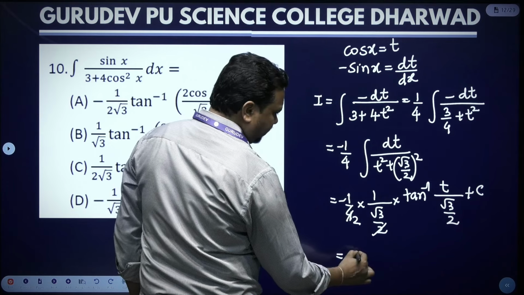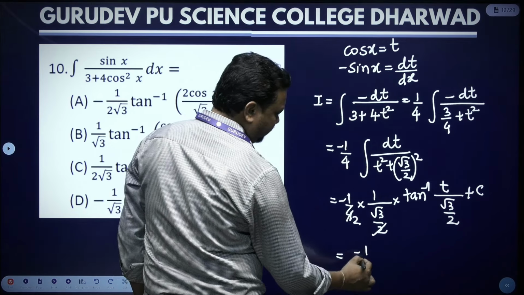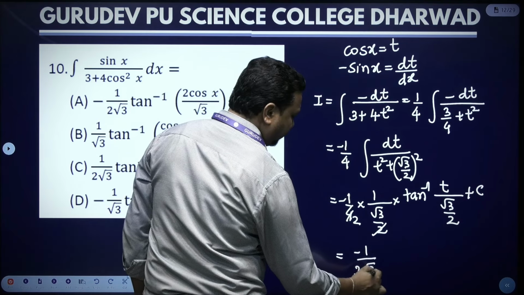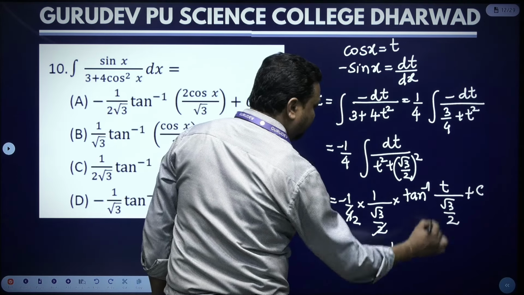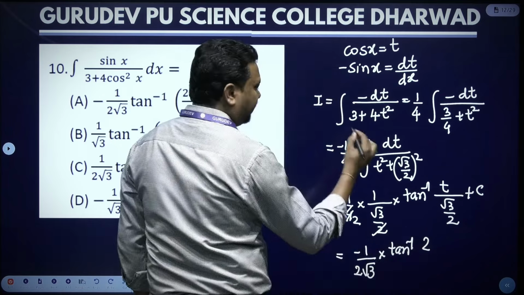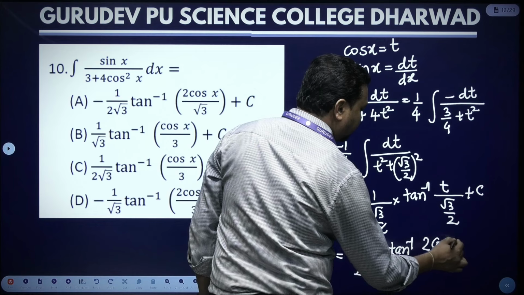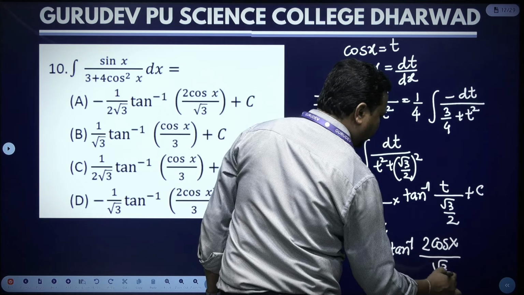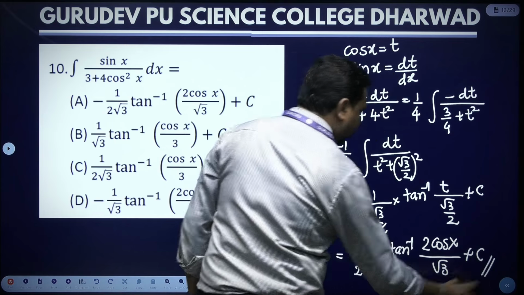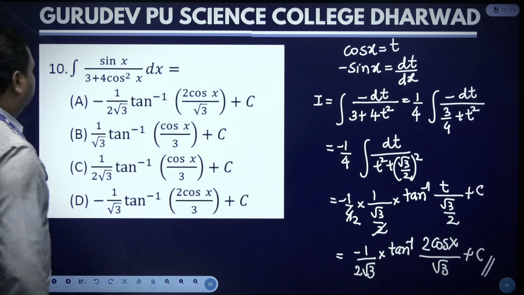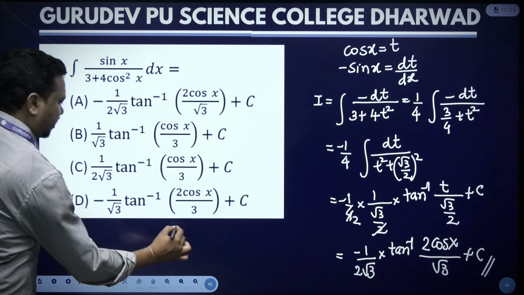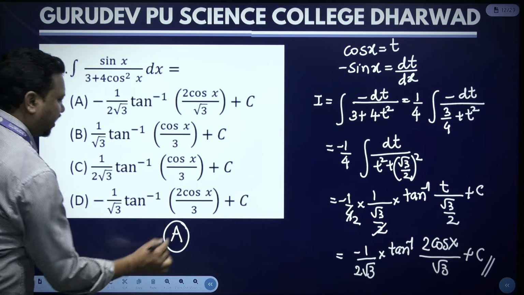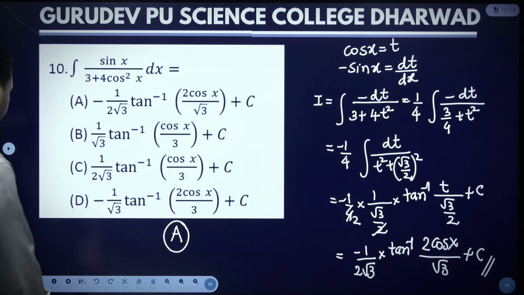So, we have minus 1 divided by 2 root 3 into tan inverse of, in the numerator 2t, and t is cos x. Therefore, minus 1 divided by 2 root 3 into tan inverse of 2 cos x divided by root 3 plus c. This should be your answer. So, which is the option? Minus 1 divided by 2 root 3 into tan inverse of 2 cos x divided by root 3 plus c. So in the question, option A is the right answer. Done. Let me go for the next one.